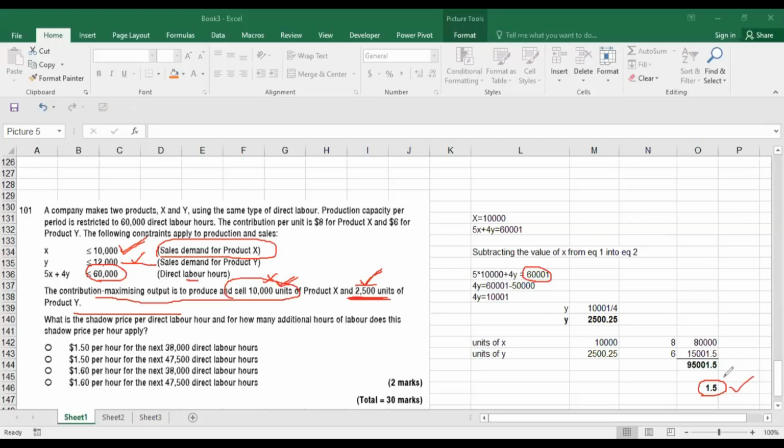Now the question is, how many labor hours will you buy more? It said in the second part, for how many additional labor hours you will pay. So will you buy only 1 hour or 2 hours or what? Your total demand for Y was 12,000. You are already budgeting at 2,500. So what is the shortage? How much is the shortage of labor hours? How much is the shortage of units?